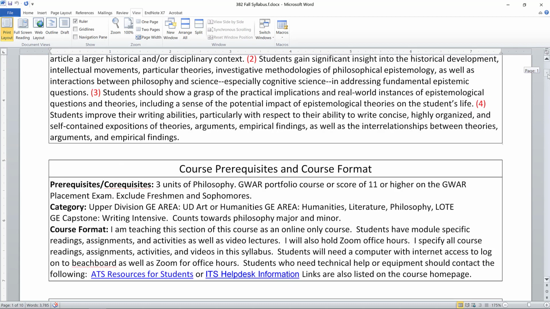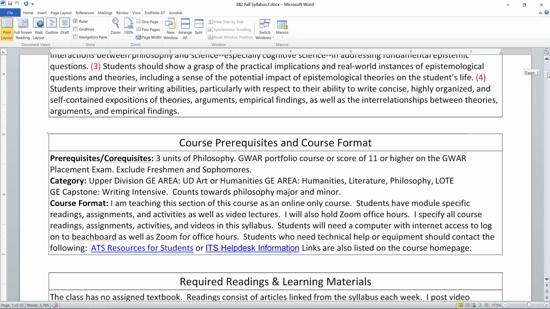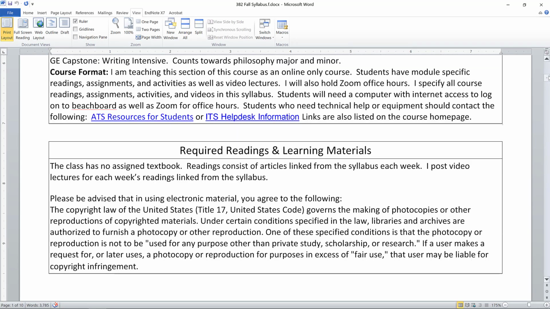There's a list of prerequisites. There's a statement of the categories that the course fulfills within the university, and then a statement about the course format. The readings are all linked from Beachboard in the syllabus, so this is a zero-cost course for you.